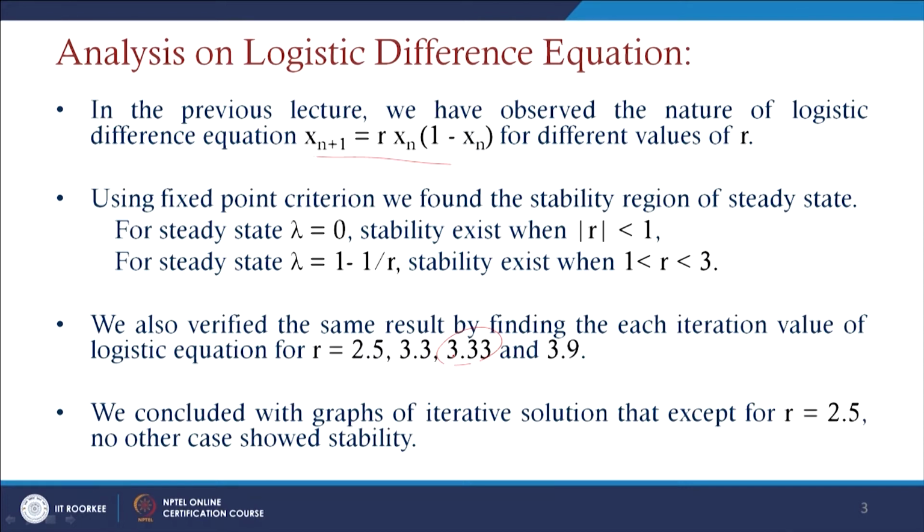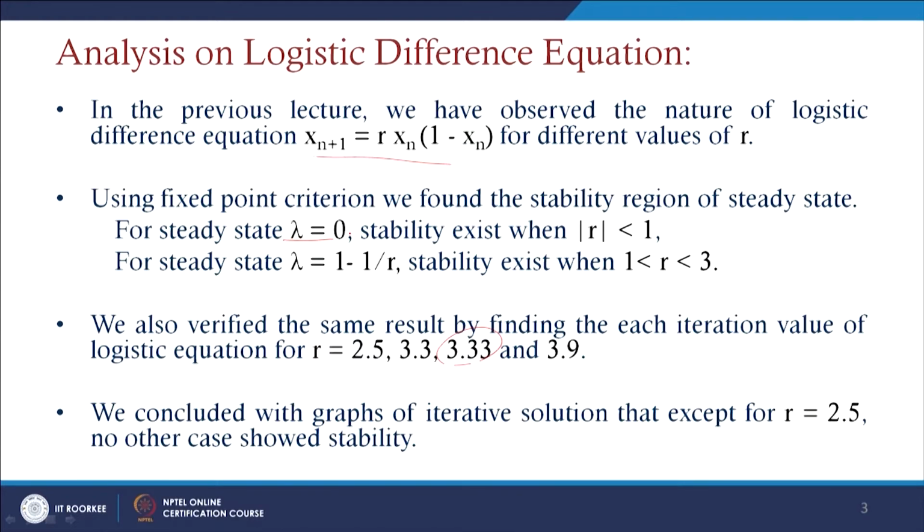But for further extension, when we considered this value as 3.9, we find chaos. And especially we used the fixed point criterion for the stability region, in a steady state form. For the steady state of lambda equals 0, stability exists when the absolute value of r is less than 1. And for the steady state of lambda equals 1 minus 1 by r, the stability condition exists when r lies between 1 and 3.